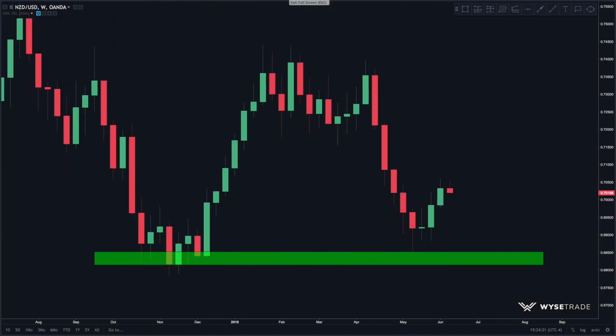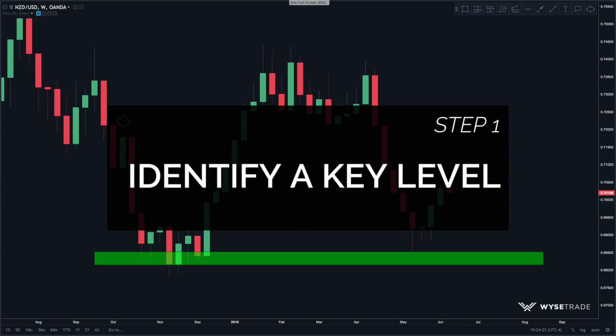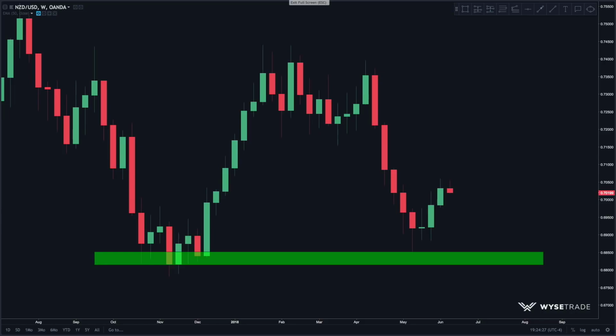Here we have the Kiwi dollar. So if you've watched our other videos, we always want to identify key levels first. And as you can see, we have a level of support here, where price hit and reversed from. And now we are back here again.